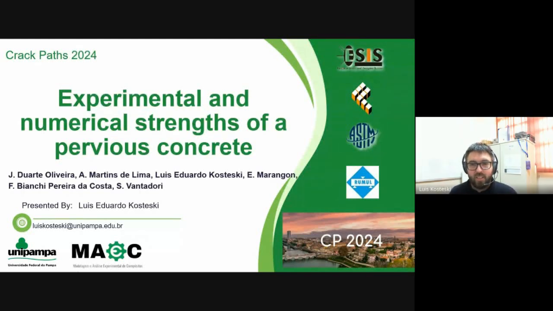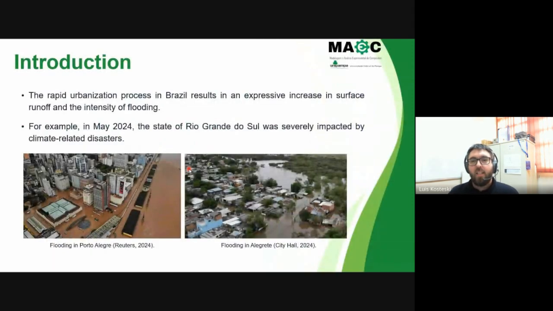Good afternoon, everyone. I will present our work, experimental and numerical strength of pervious concretes. The problem that we have is that in Brazil we have some problems this year with the expressive increase of the runoff, and we have a lot of flooding. Then it is an actual problem that we have here. I think that in other parts of the world it's increasing also.